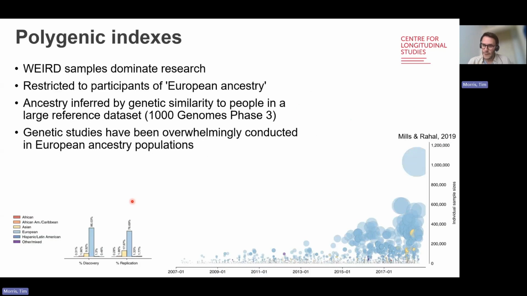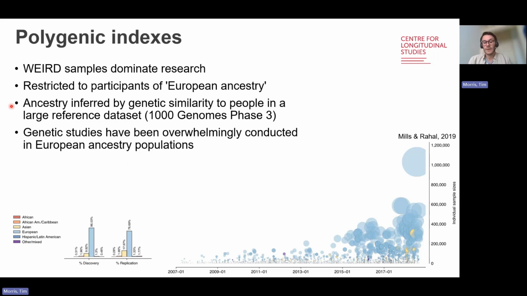Now, a really important point that we have to mention is that genetic studies, more so than most research studies, are heavily dominated by what's termed WEIRD samples. So Western, educated, industrialized, democratic, and I've completely forgotten the R. Someone might be able to correct me in the chat.